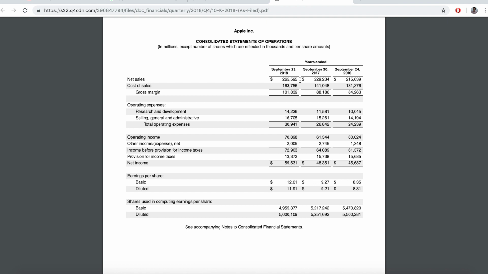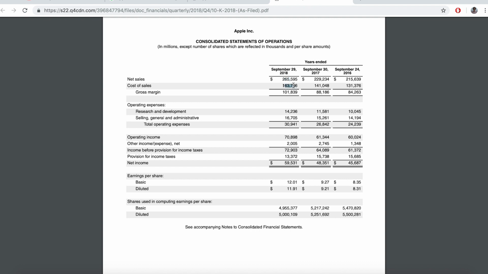So just below that, we've got cost of sales, which is how much it cost to sell those products. So we're not talking about advertising or staffing at this point. We're just talking about the cost of the products that they sold. So they have an iPhone for $1,000 that they're selling it for. How much did the components in that phone cost? How much did it actually cost? And overall, for them to make $266 billion in revenue, it cost them, in terms of sales, $164 billion.